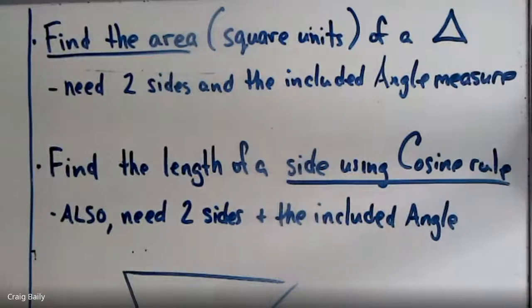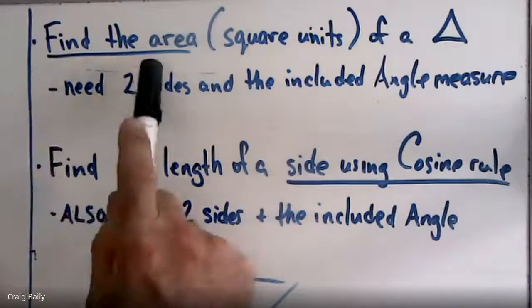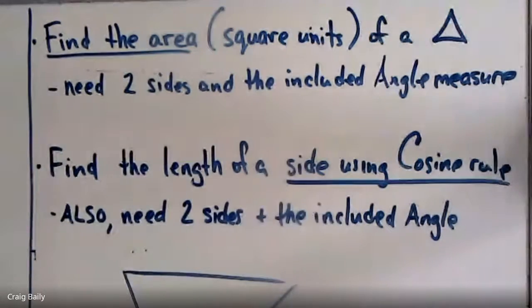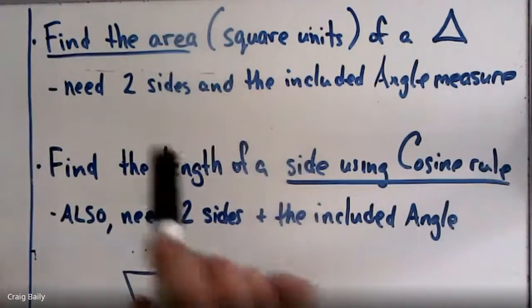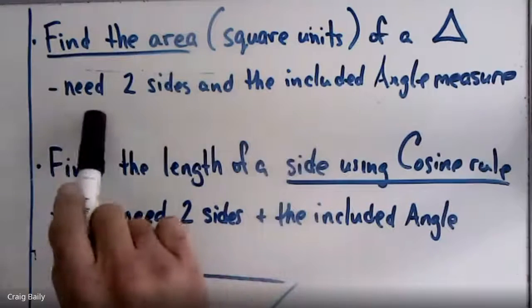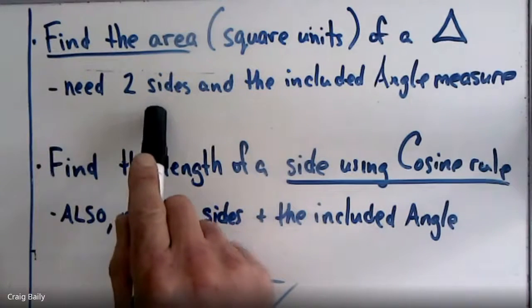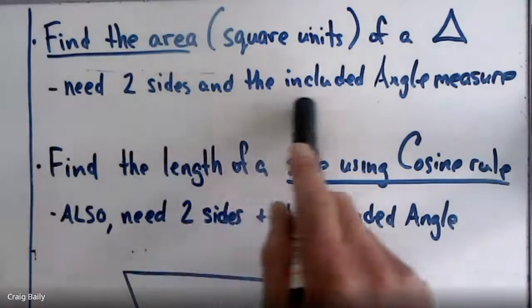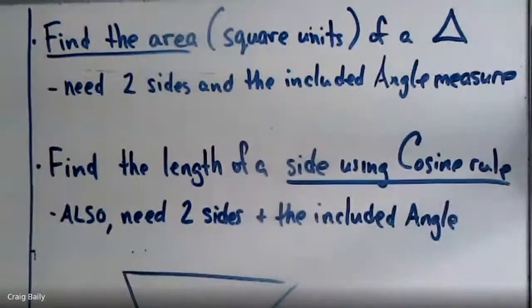All right, in this talk, we're going to summarize what to look for to help you decide whether to use the sine rule or the cosine rule when working with non-right angle triangles. For starters, when we're finding the area, we always use square units because area is a two-dimensional measurement. And if you want to find the area of that triangle, you're going to need to know the lengths of two sides in that triangle and the measure of the included angle.